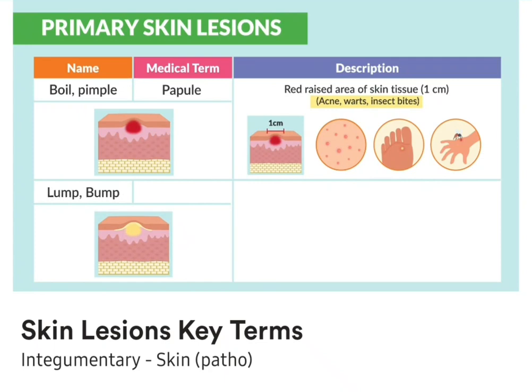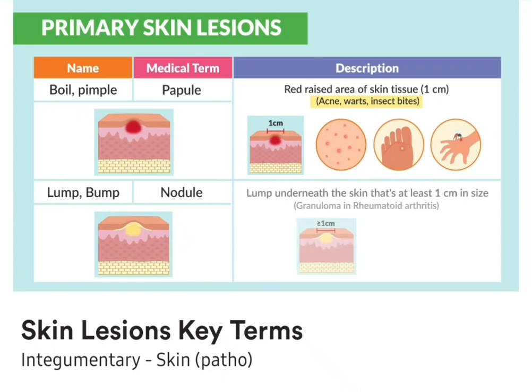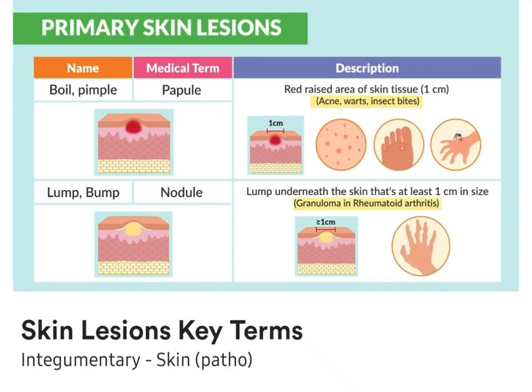Next is a lump or bump described as a nodule. It's a lump underneath the skin that's at least 1 centimeter in size. And a great example is a granuloma with rheumatoid arthritis.